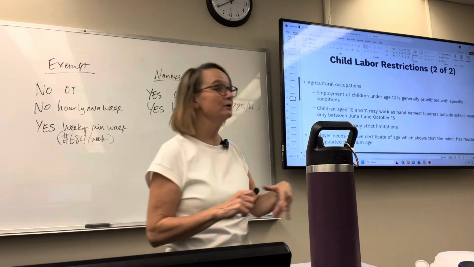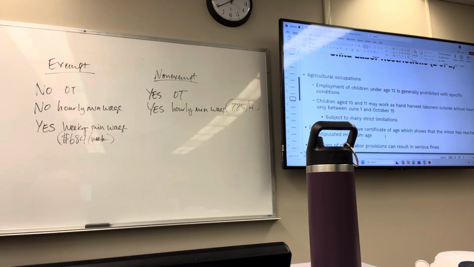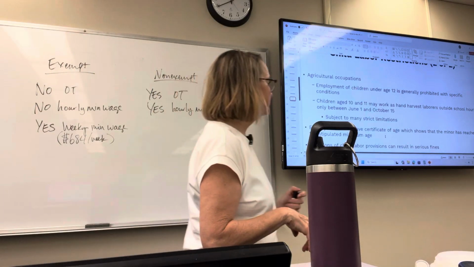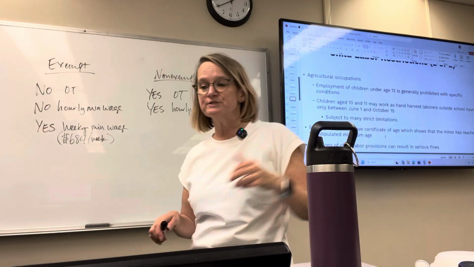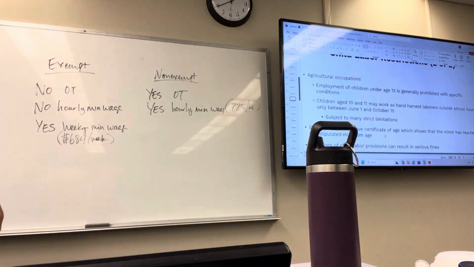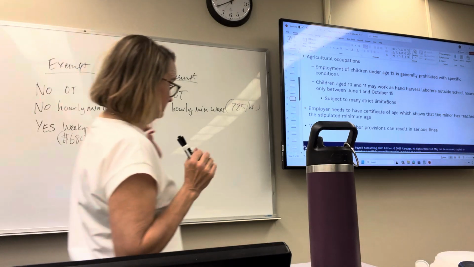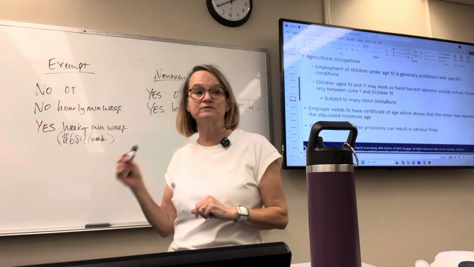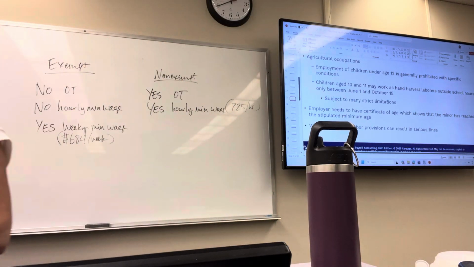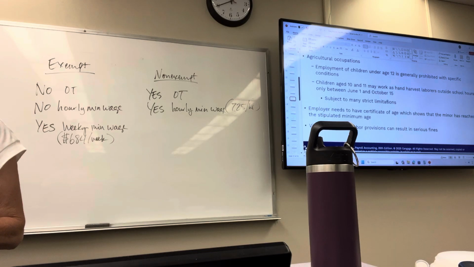An employer that does have children in their labor force has to have a certificate of age showing that the minor has reached the minimum age for that particular profession. So that has to be on file. And there are some very strict rules with regard to violations. If somebody violates child labor laws, the business can get themselves into a lot of trouble, criminally and civilly.